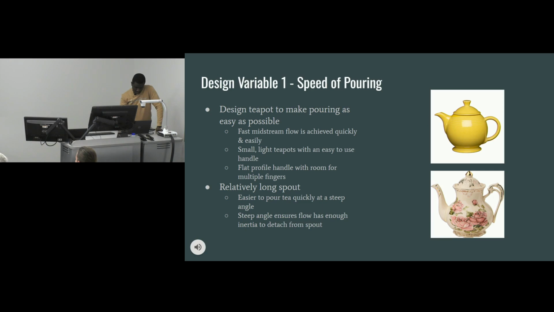Small light teapots with an easy-to-use handle and a flat profile handle with room for multiple fingers to allow a firm grip will help you achieve this. A relatively long spout will also help you achieve this, as it is easier to pour tea quickly at a steep angle. The steep angle ensures flow has enough inertia to detach from the spout.